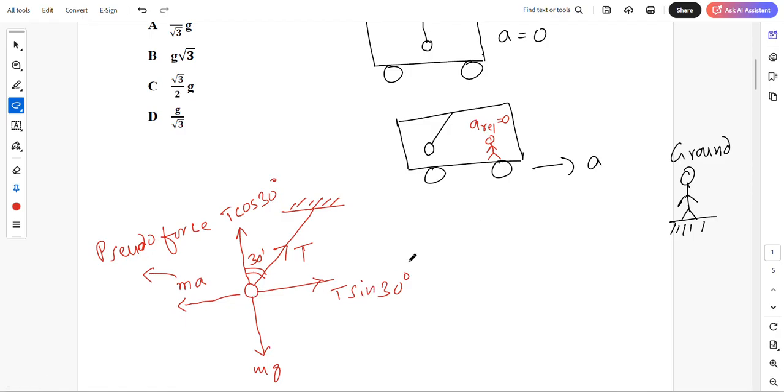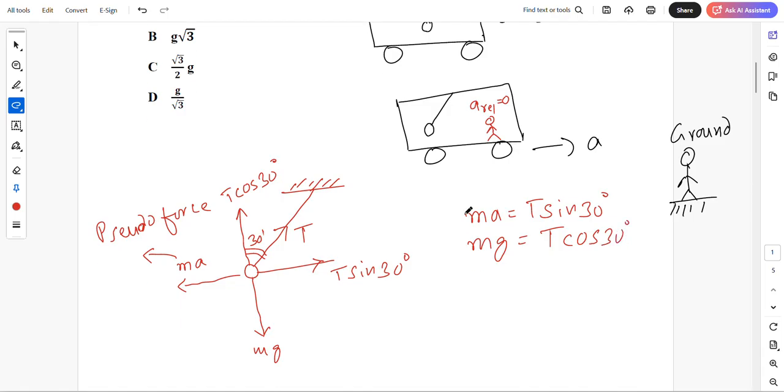Now equate this one. MA is equal to how much? T sin of 30 degree. And this is weight mg. Mg is equal to how much? T cos of 30 degree. Now you are supposed to get A. So divide: MA divided by mg is equal to T sin of 30 degree divided by T cos of 30 degree.